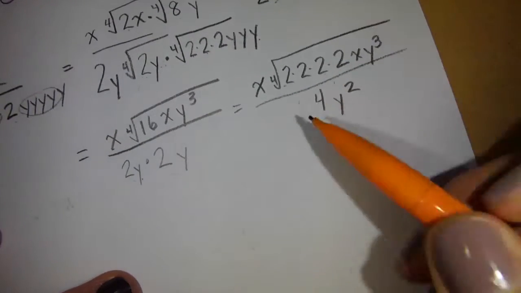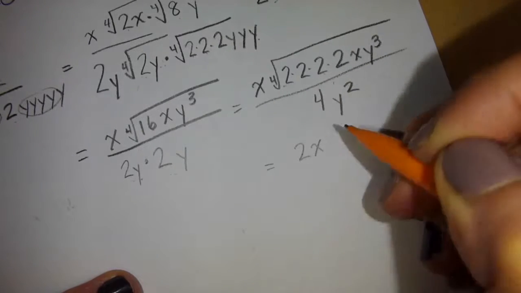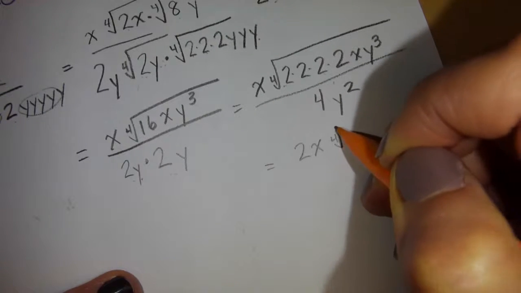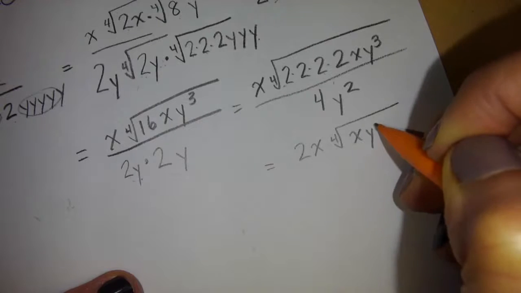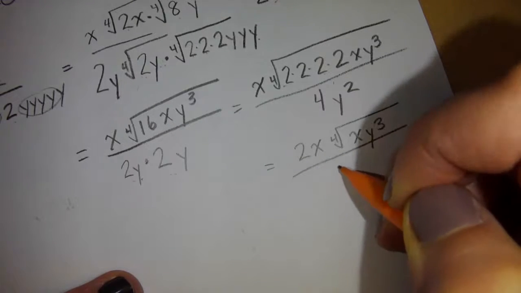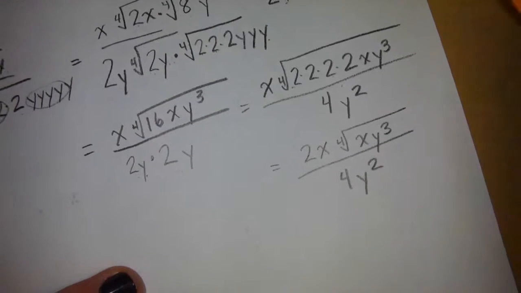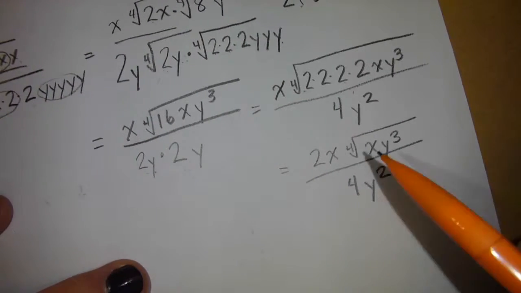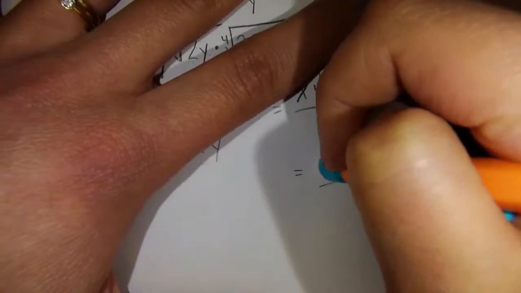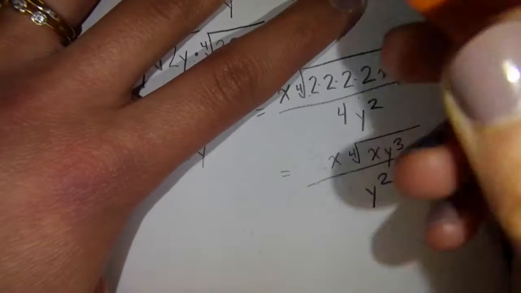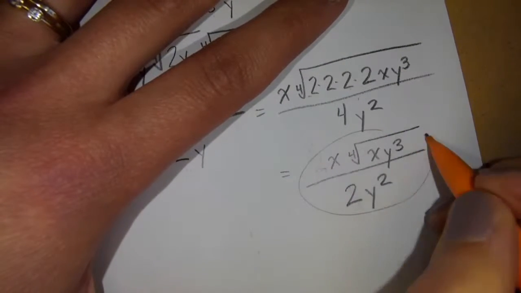So the rest of the stuff we're doing here is just simplifying. One 2 would come out from the top to have 2x, fourth root of x, y to the third. And on the bottom, I have 4y squared, and I can reduce this fraction. So 2 over 4 can reduce to 1 over 2 for your final answer.